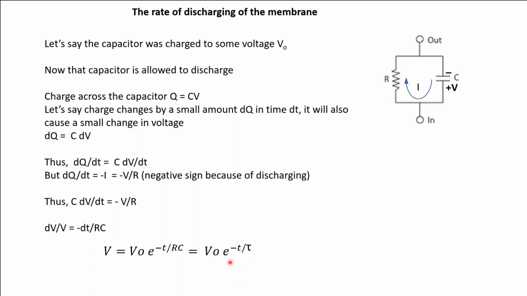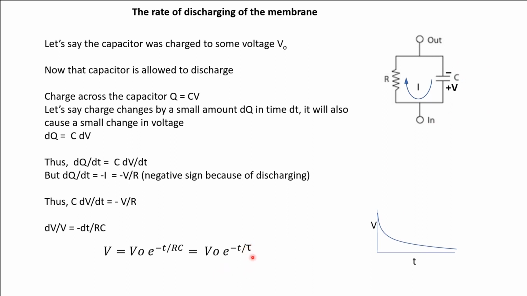At t equals 0, this term will become 1, so V equals V naught. And as t becomes larger, this fraction will become smaller than 1, so V will reduce. And at t equals infinity, this term becomes 0, so V will become 0. So we have an exponential decay like this. This is how the voltage across the capacitor would change over time.